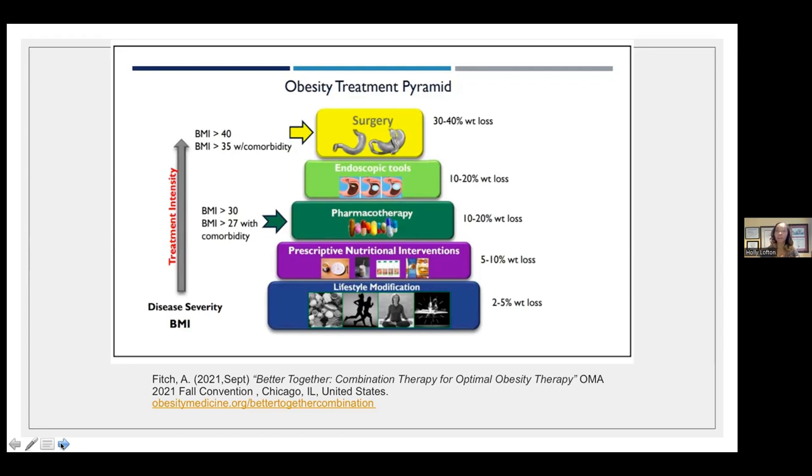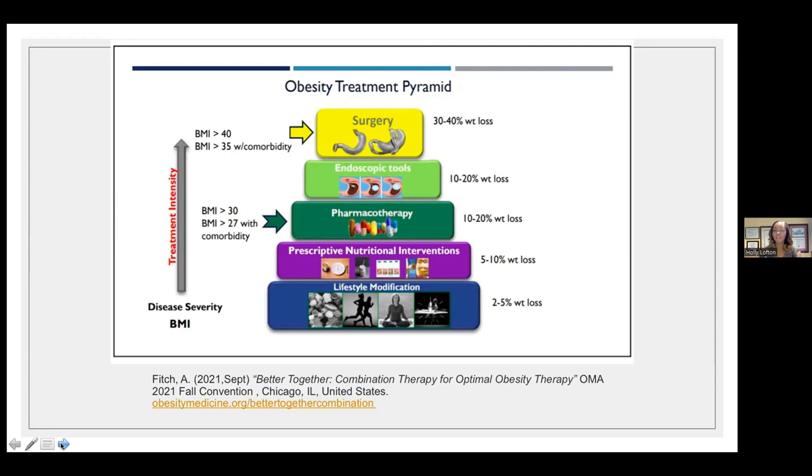There are endoscopic tools. We're seeing more of endoscopic sleeve gastrectomies. What you see in the picture here is a balloon that is used to help generate weight loss. I will say the balloon is a temporary measure. It only stays in the stomach for about 6 months. And then also we have bariatric surgery.